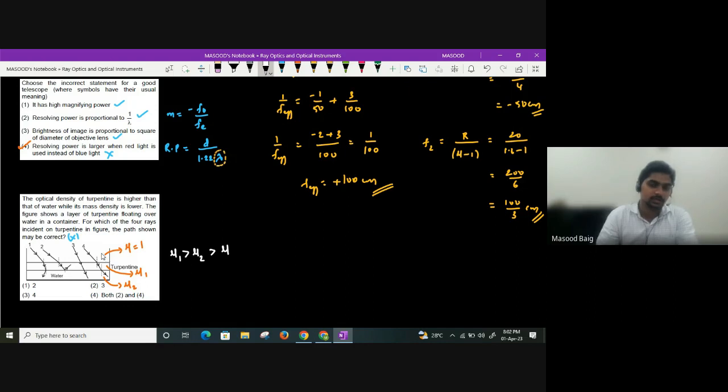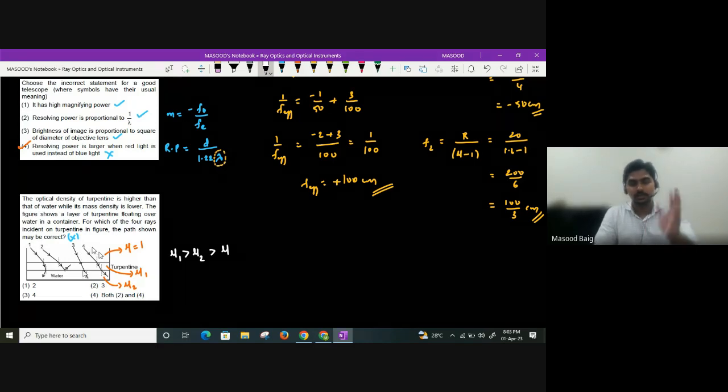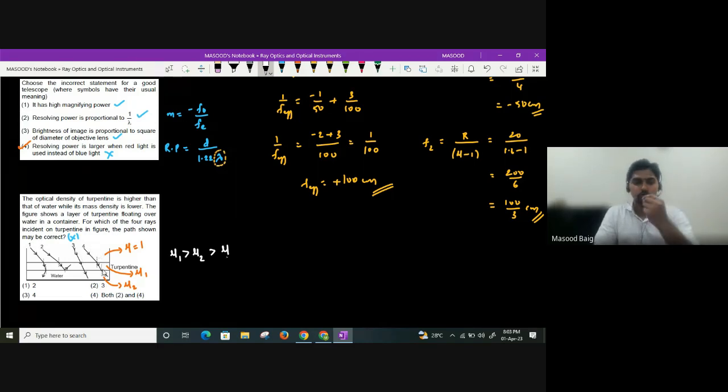So you see here, when it is traveling from mu to mu one, it is traveling from rarer to denser. So it should bend towards the normal. So in first case, second case, and fourth case, it is bending towards the normal. In third case, there is no deviation. So third case is wrong. So it may be first case, it may be second case, it may be fourth case. Now, if you look at the first case, guys, now what is happening here, this will be a case of negative refractive index, guys.